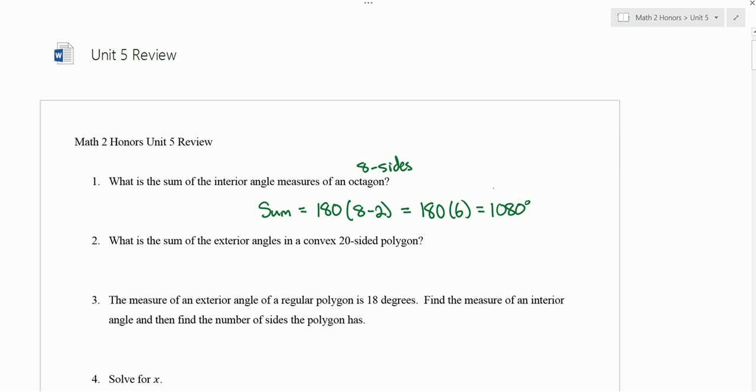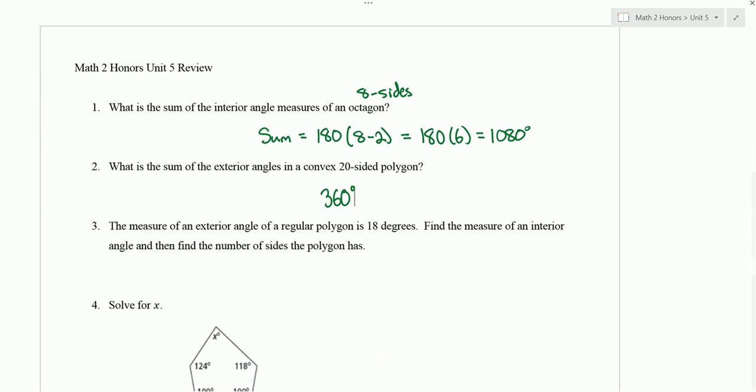Number 2, what is the sum of the exterior angles in a convex 20-sided polygon? If you're looking at any convex polygon, doesn't matter how many sides, and you're adding up the sum of the exterior angles, that sum will always be 360 degrees.